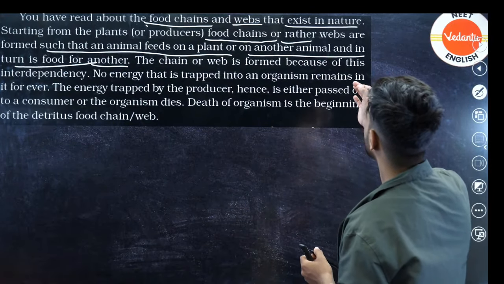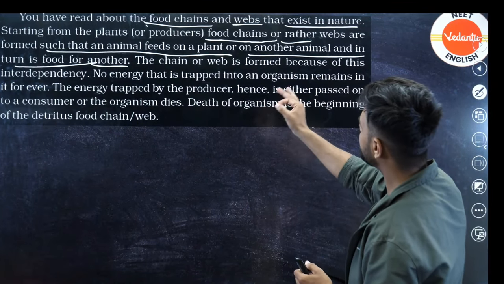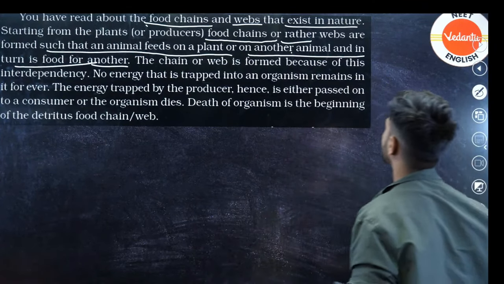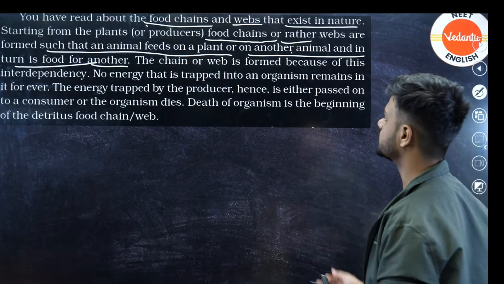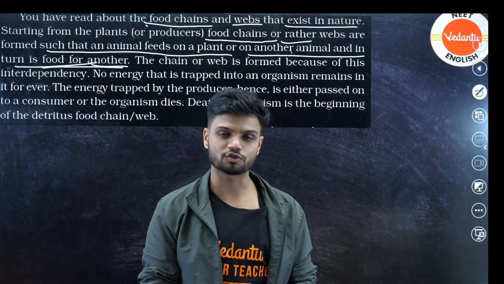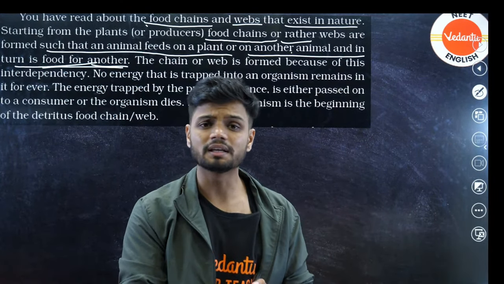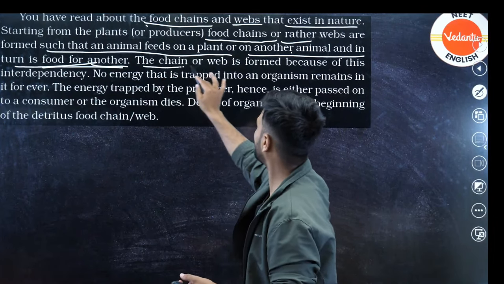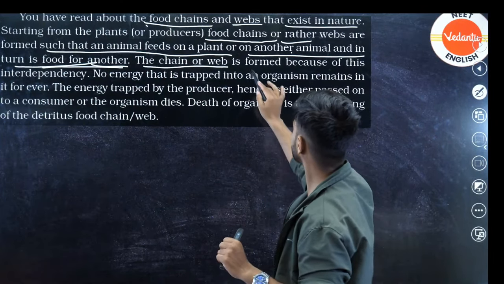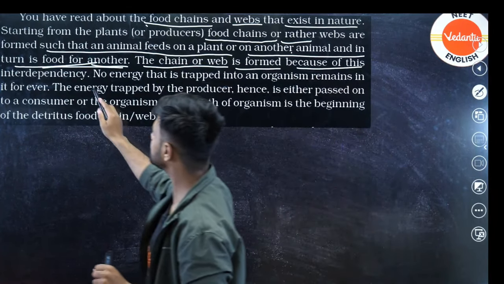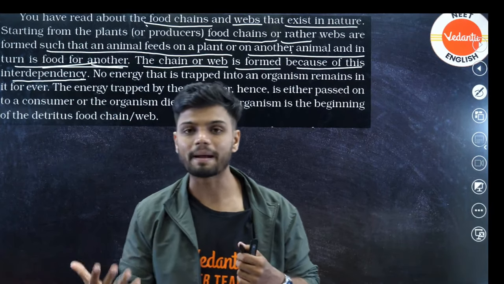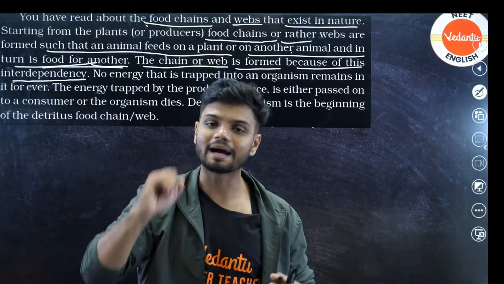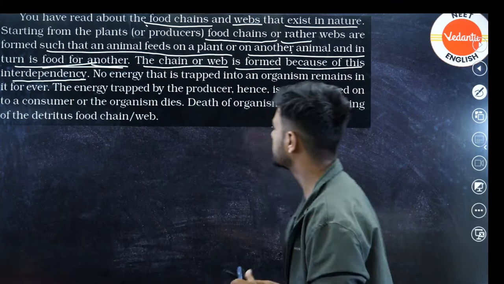That is formed such that an animal feeds on a plant, the herbivores, or on another animal, the carnivores, and in turn is food for another. The primary carnivore, for example a deer, will be eaten by a lion again. The chain or web is formed because of this interdependency. We are depending on other organisms, and those organisms are also depending on other organisms. That interdependency causes the food chain. Clear?